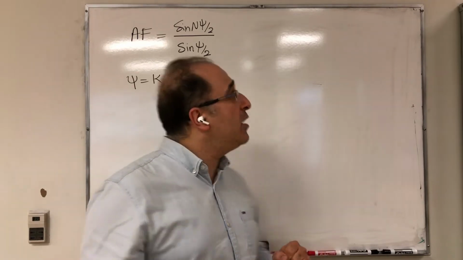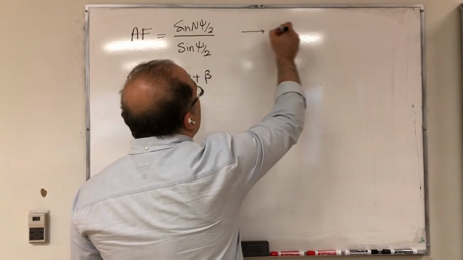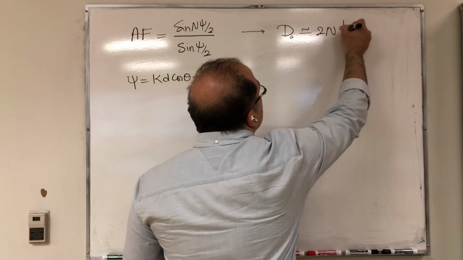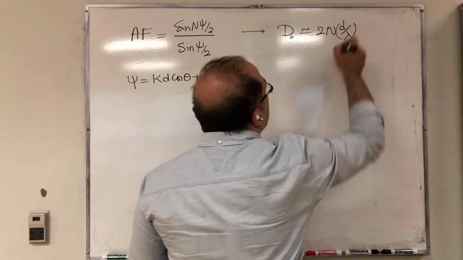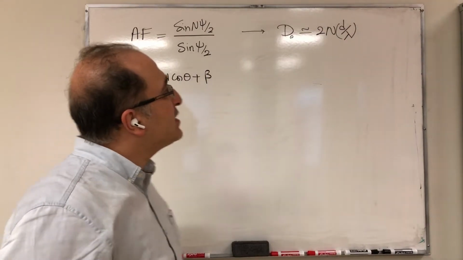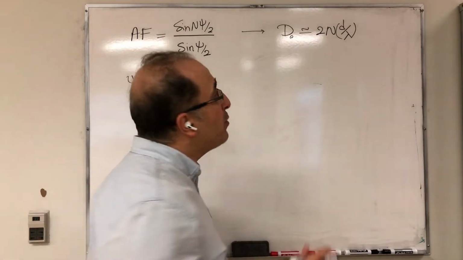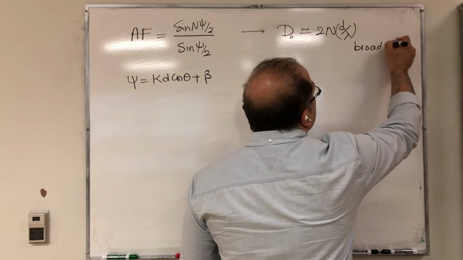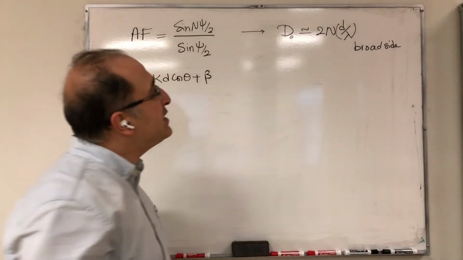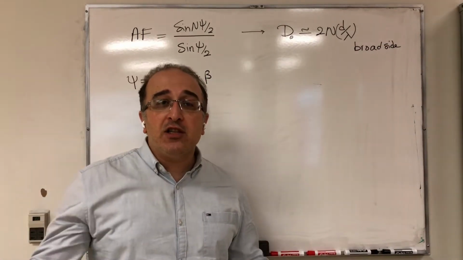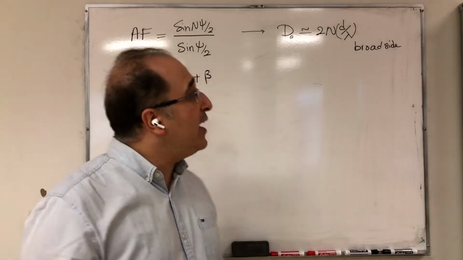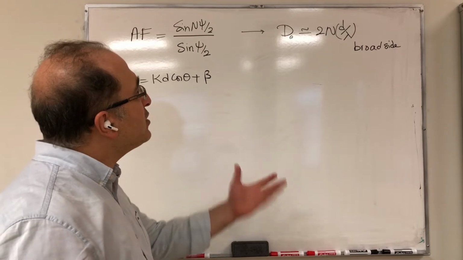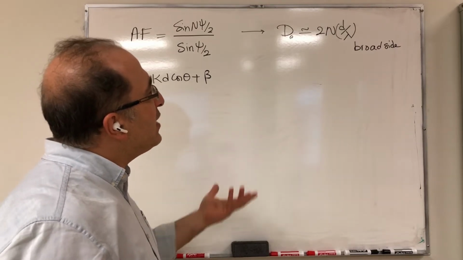But the end result is important, and it shows that the maximum directivity is approximately 2Nd divided by lambda. So this is our maximum directivity for broadside. This is our broadside directivity. And of course, this is dimensionless. If you want to change it into dB, you take 10 log of this number. So this is the directivity of broadside, and we can easily check it with a quick example.